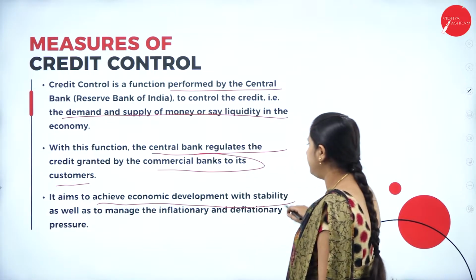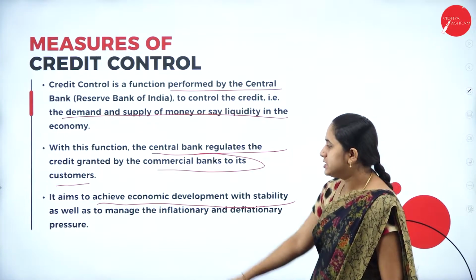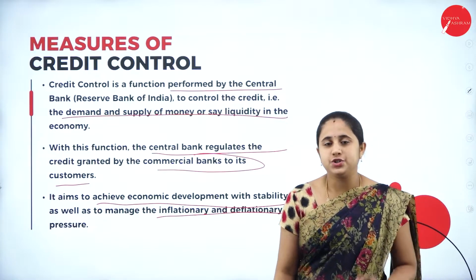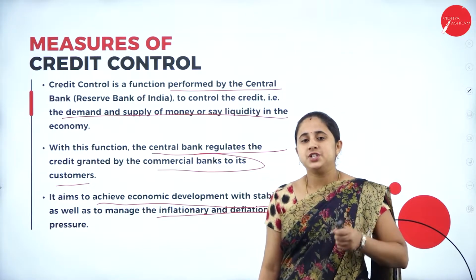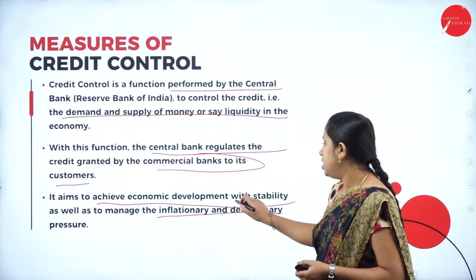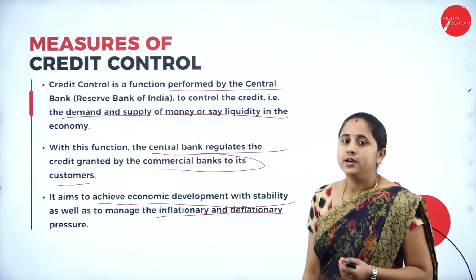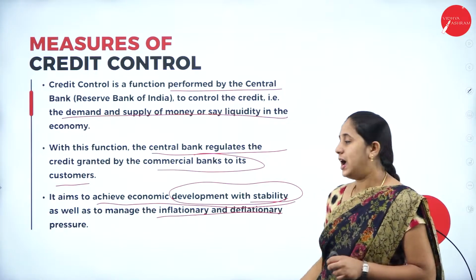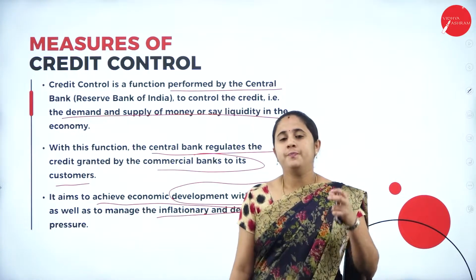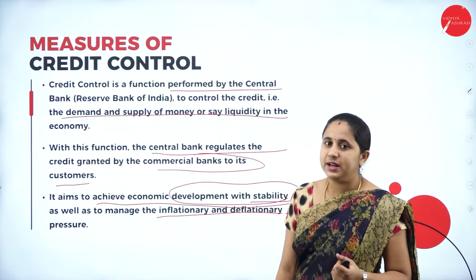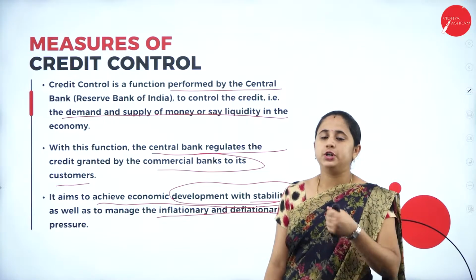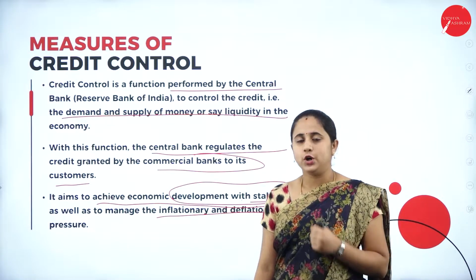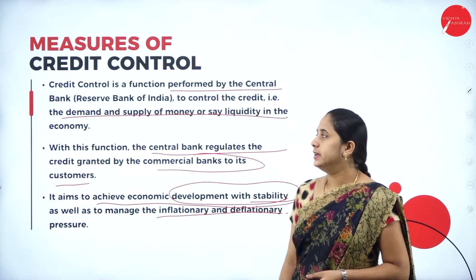It aims to achieve economic development with stability as well as to manage the inflationary and deflationary pressure. So in order to manage inflation and deflation, we are going to control this credit using these commercial banks, along with economic development as well as stability. So we need to maintain economic stability, and it also helps contribute to economic development. So keeping in mind all these points, we are going to control the credit in the Indian economy.